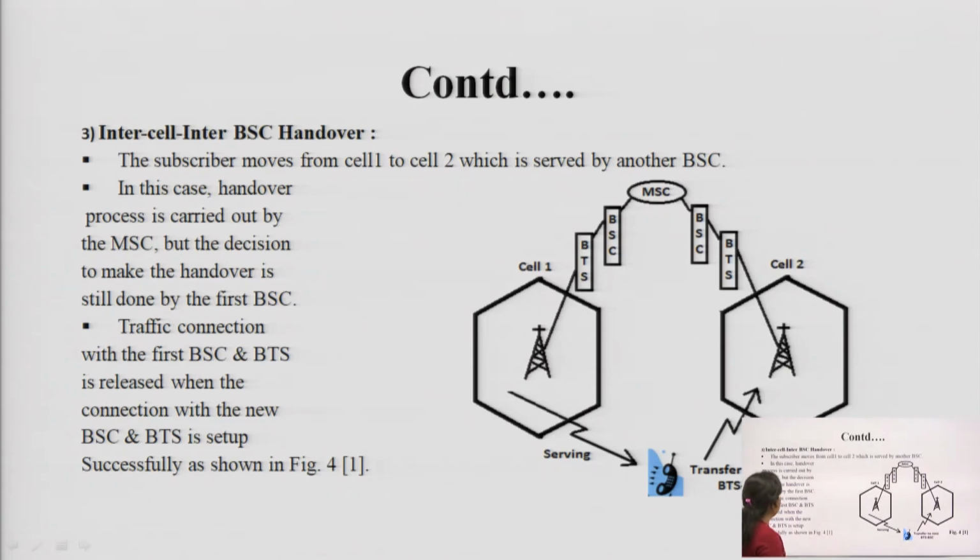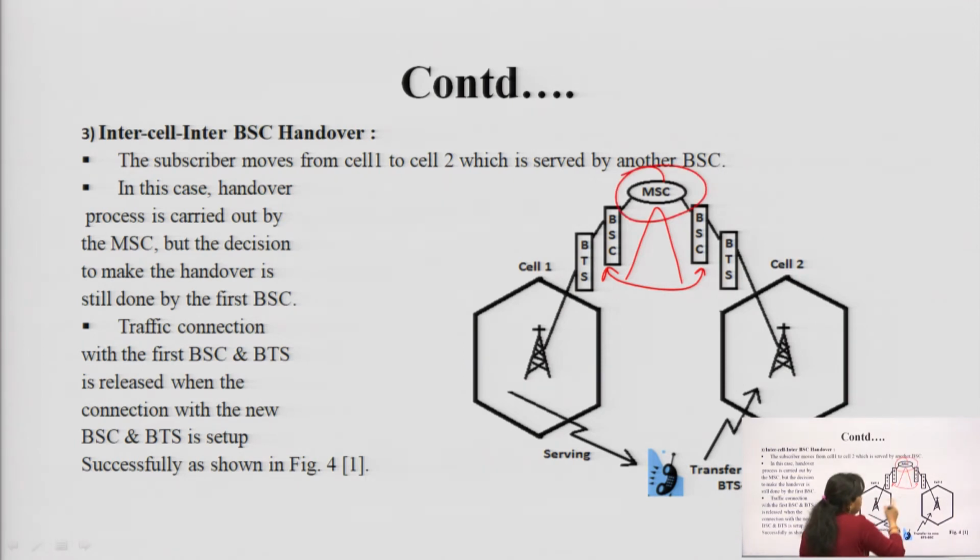Third one is the inter cell inter BSC handover. Now, you can see over here that there are two cells and two different BSCs, which are covered under one MSC, that is the central unit, which will control the 2 BSCs, 2 BTSs and the 2 cells within which the call transfer has to be made. So, the subscriber moves from cell 1 to cell 2, which is served by another BSC. In this case the handover process is carried out by the MSC, but the decision to make the handover is still done by the first BSC.